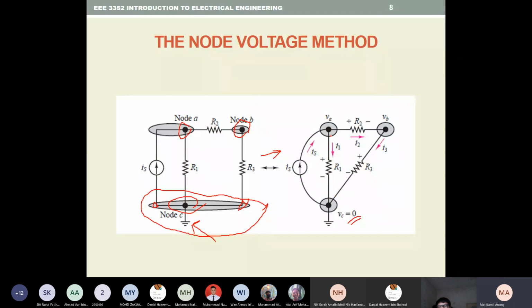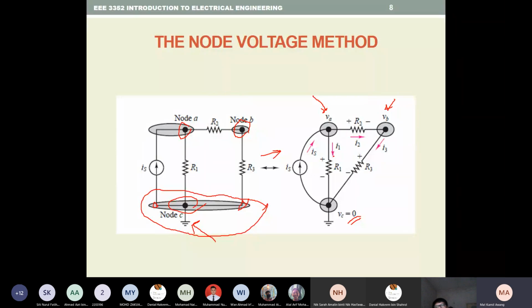So you have equations. VA over here, basically your IS minus VA over R1 minus VA minus VB over R2, one equation. Another equation is that you have here VA minus VB over R2 minus VB over R3. So you have two equations because you have two independent variables, VA and VB.